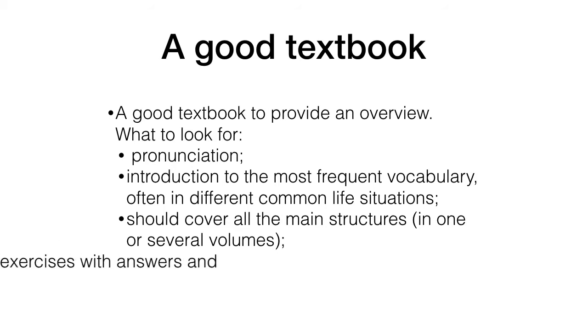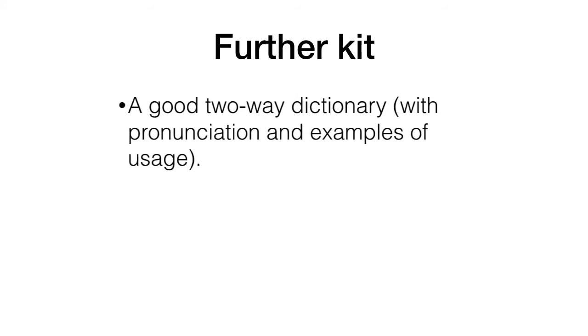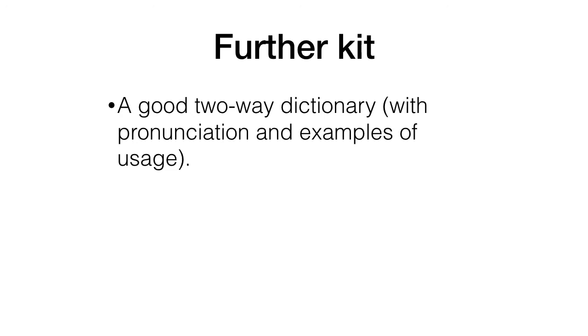And it's great as well if your textbook has answers to the exercises that are in it, so that you can self-control to an extent, and audio. Whether it comes with a CD or there's an MP3 online that you can access. That also really helps for self-study. As for further kit, a good two-way dictionary is a great idea. Whether it's on your phone, online, or a physical dictionary. It's going to empower you. Get one with pronunciation and with examples of usage so that you're always learning again in context.